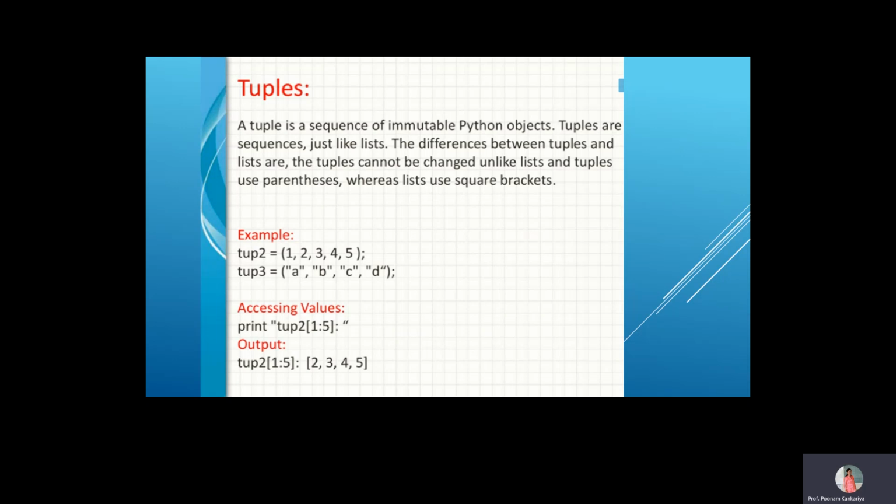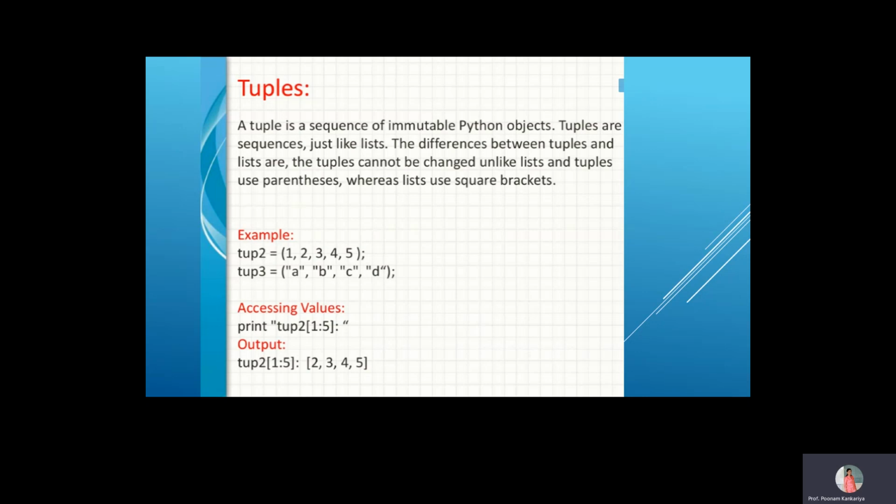A tuple is a collection which is ordered and unchangeable. Tuples are written with round brackets, and a list is written with square brackets. This is the major difference between list and tuple.